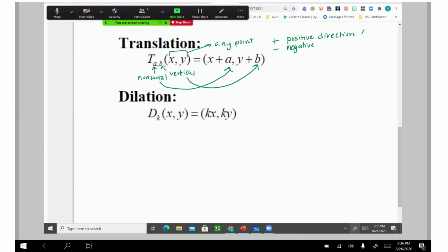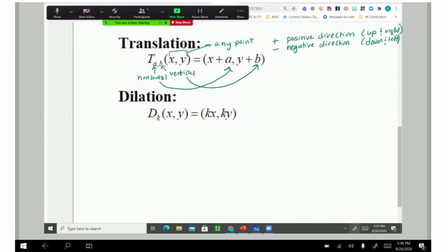So positive directions are up and right. Negative directions are down and left. Those are positive and negative directions.